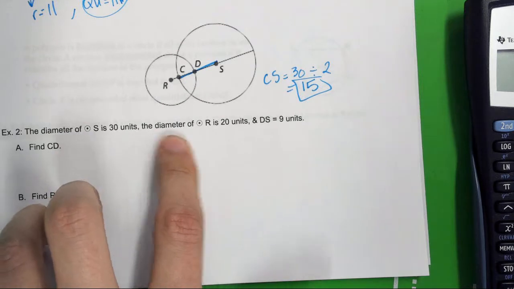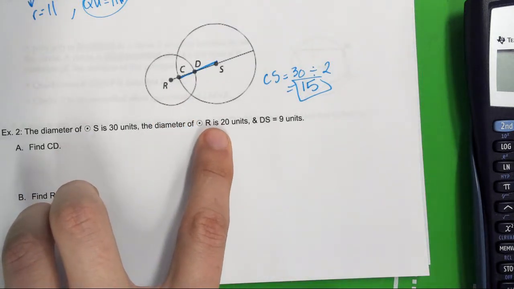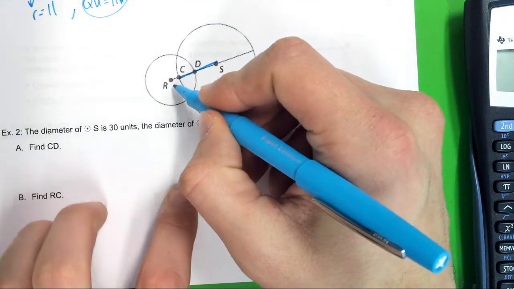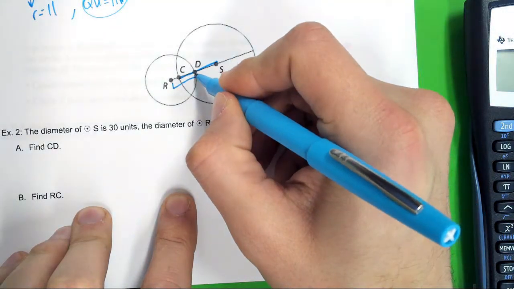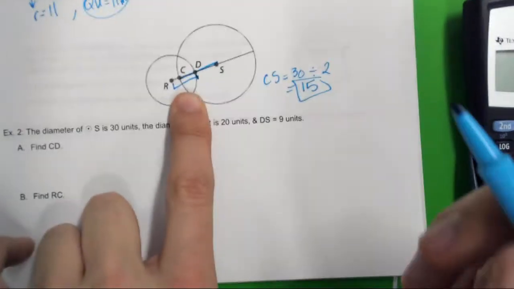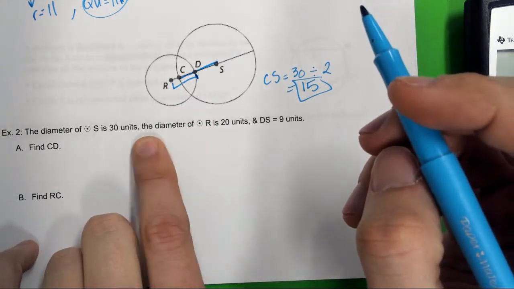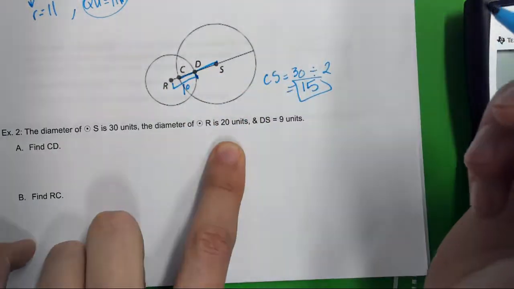Now, the diameter of R is 20. So that means RD, which would be the radius, if the whole diameter of R is 20, then that's going to be 10.